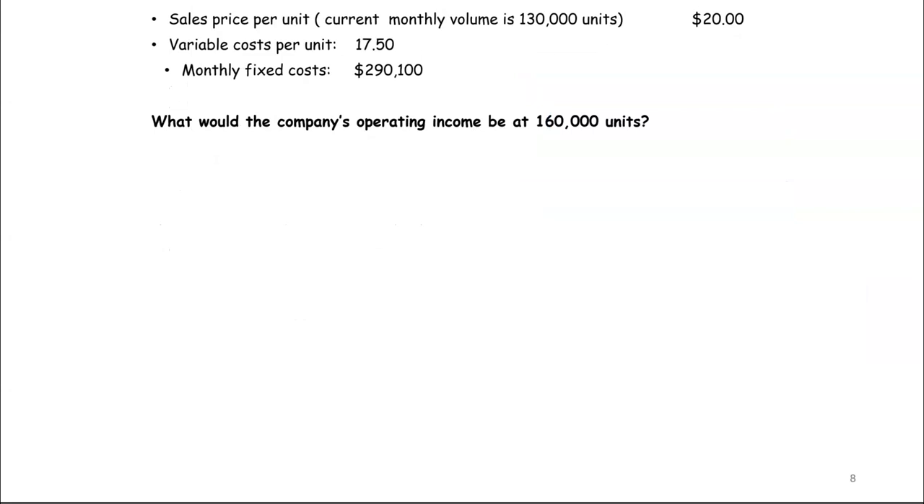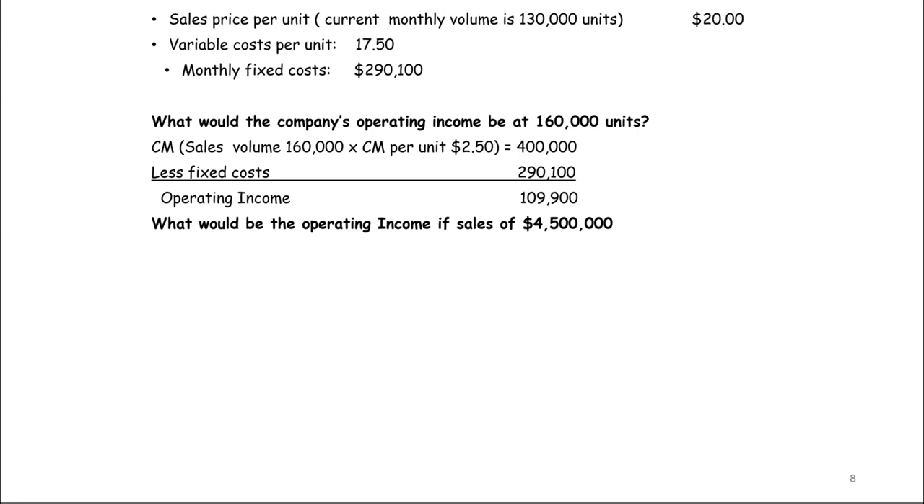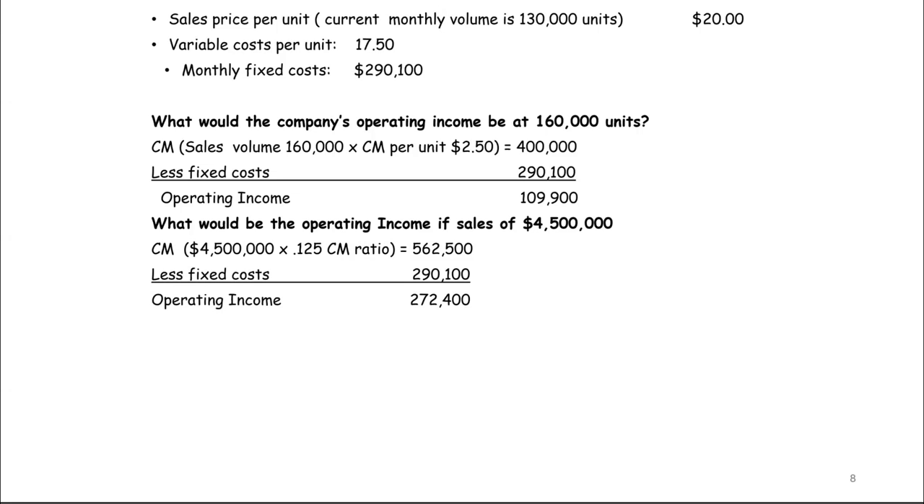So, what would the company's operating income be at 160,000 units? All we need to do is take our contribution margin per unit times our volume, and that tells us how much we have left over to cover our fixed costs. Minus our fixed costs tells us we would have an operating income of $109,900. Now, what is the operating income if sales are $4,500,000? So, our contribution margin is $562, less our fixed costs, and now we have operating income of $272,400 at that level of sales.